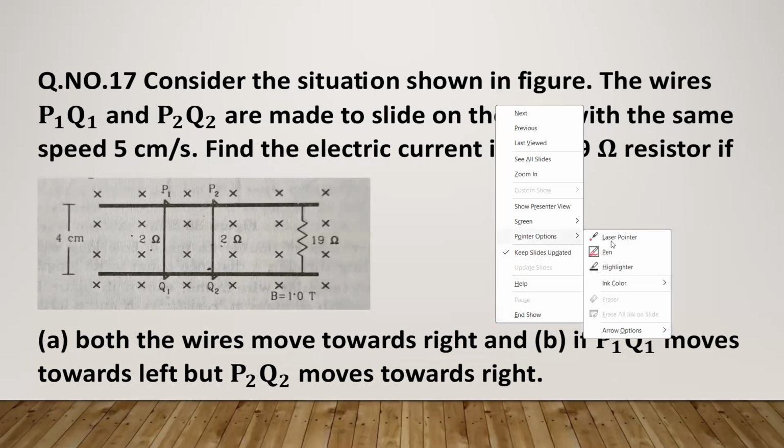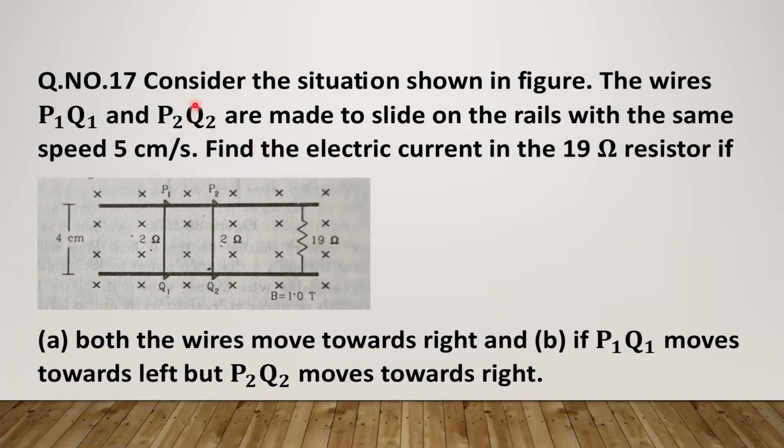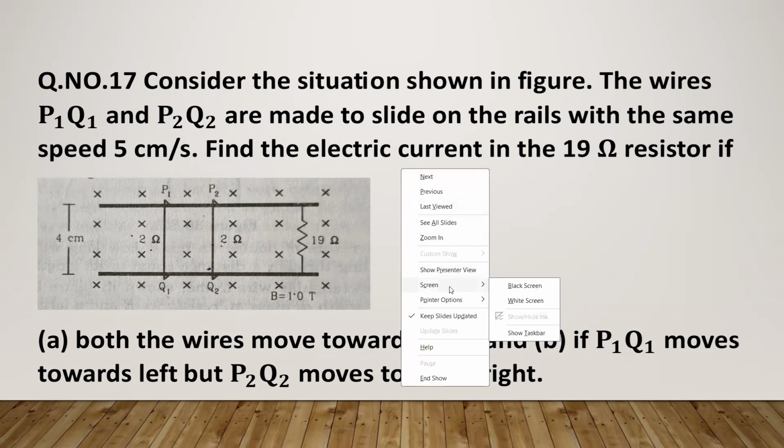Let's see the question given. Consider the situation shown in the figure. The wires P1Q1 and P2Q2 are made to slide on the rails with the same speed, 5 centimeter per second. Find the electric current in the 19 ohm resistor if both the wires move towards the right, and if P1Q1 moves towards left, P2Q2 moves towards the right. Okay, let us see how to start.